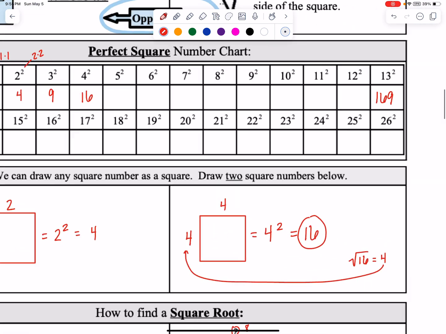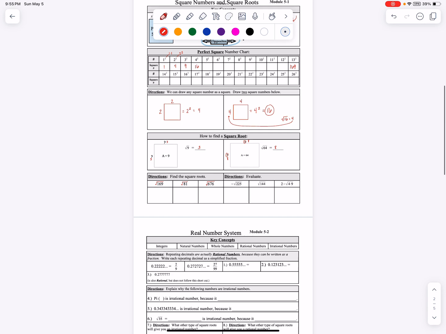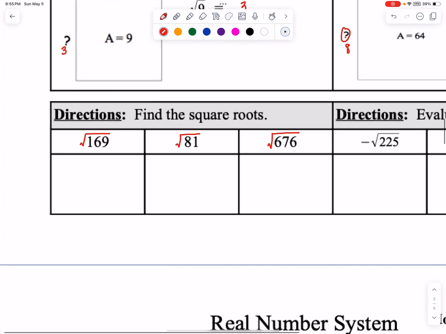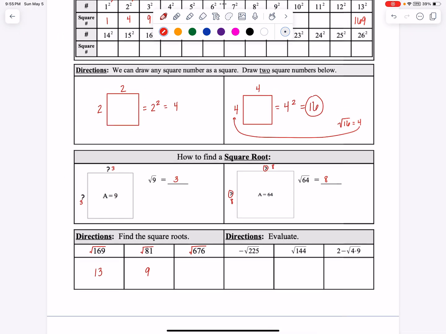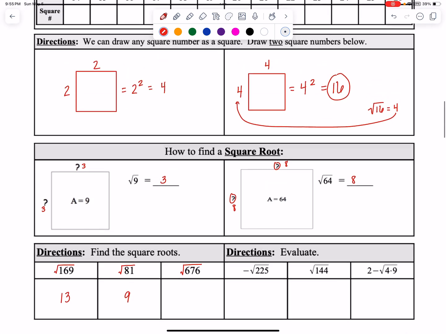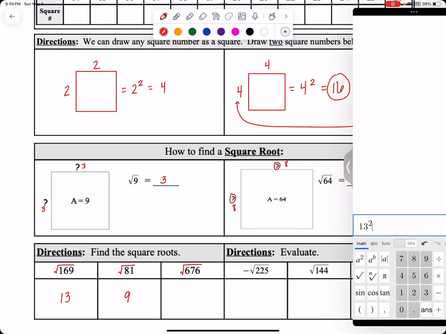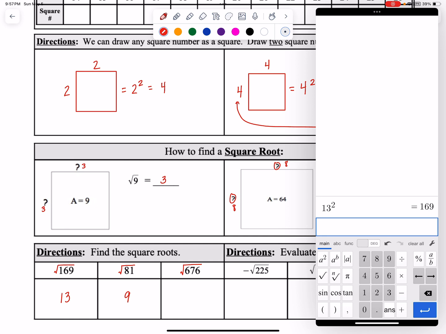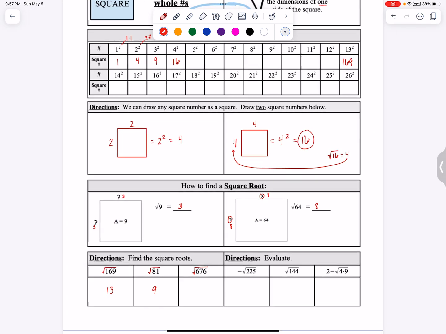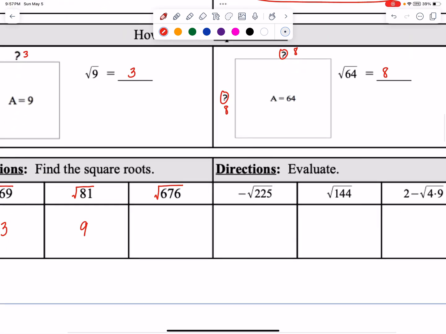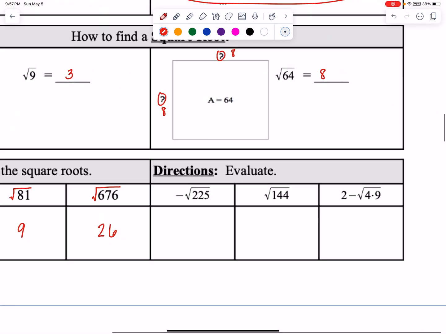All I have to do is look up at my chart and I can see 169 is right there. So 13 is the square root of 169. What times what equals 81? 9. What times what equals 676? Well, I have no idea because I didn't finish filling out the chart like you did, but you probably have an answer already. I'm going to hit square root of 676, and I get 26 like you would have already known. All right, now let's go ahead and evaluate.